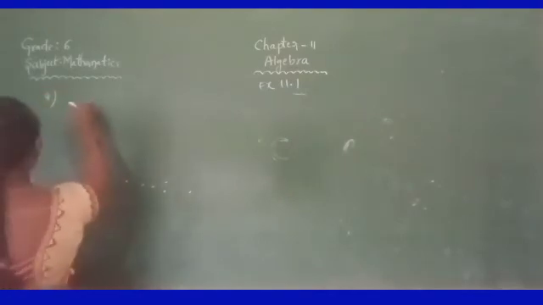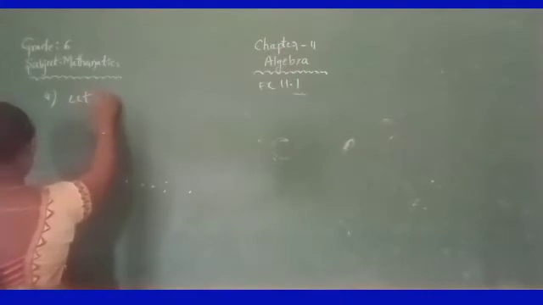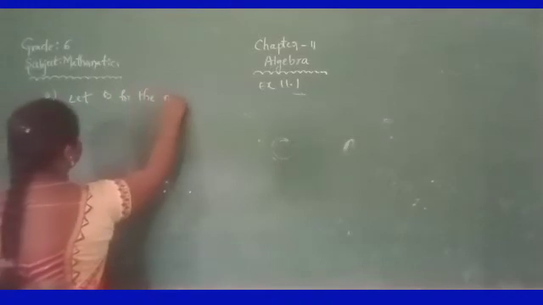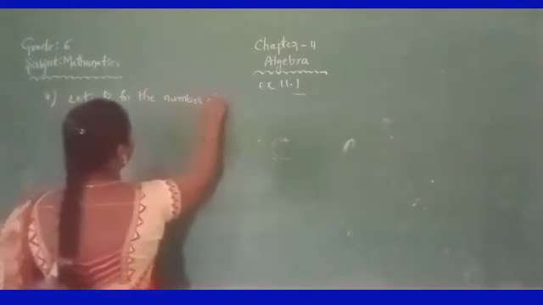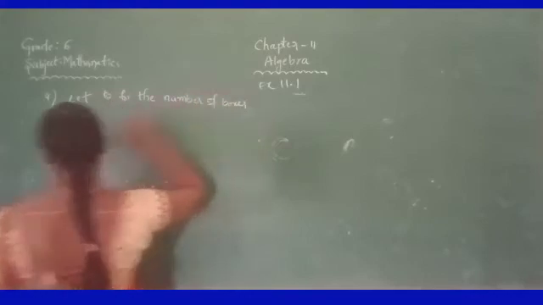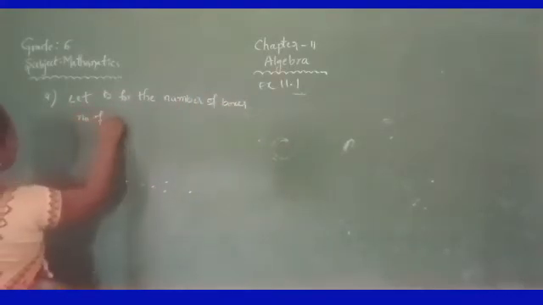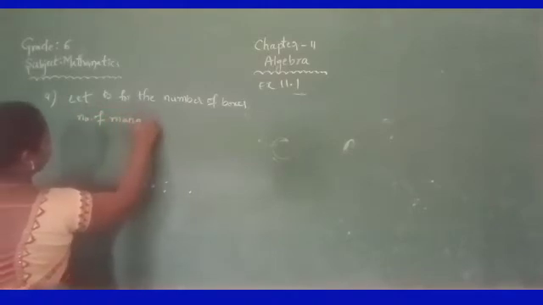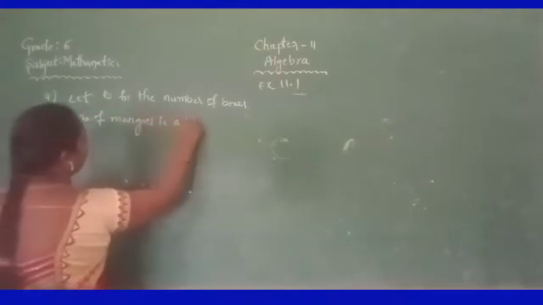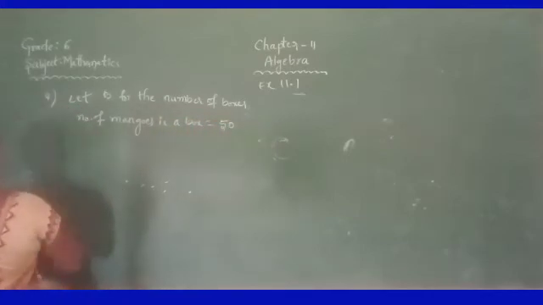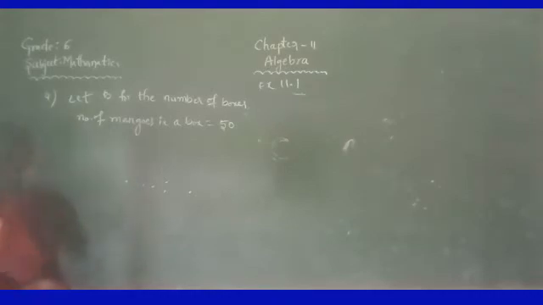Write the answer. First, let B be the number of boxes. Number of mangoes in a box is equal to how many mangoes? 50. What do we have to find? Total number of mangoes.